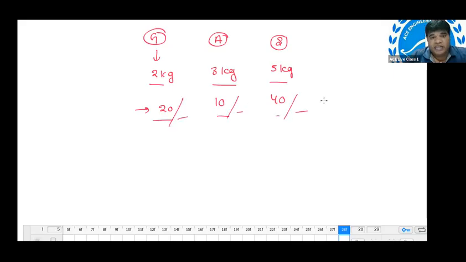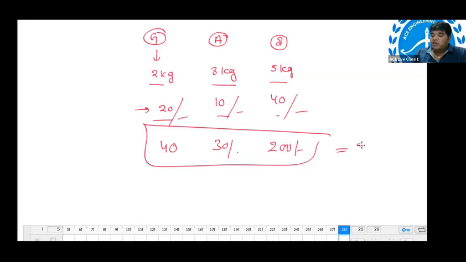Girija purchased 2 kg, each kilo 20. Each kilo 20 means how much amount? 40. I received 40 rupees from you, Girija. Anita purchased 3 kg, each kilo 10 rupees, so I received 30 rupees from Anita. For 5 kg, I received 200. Overall, how much am I receiving here? 270 rupees from the 3 members.